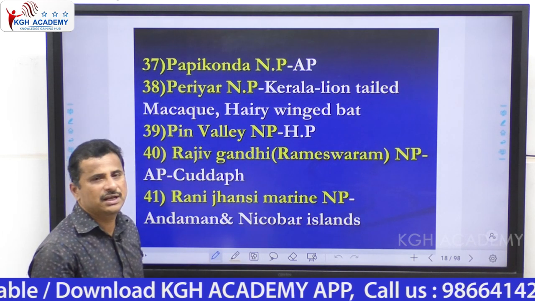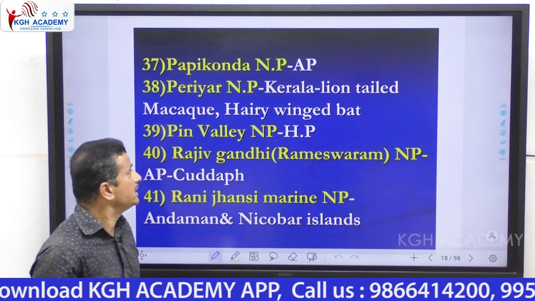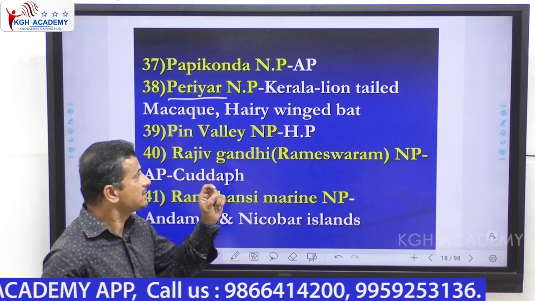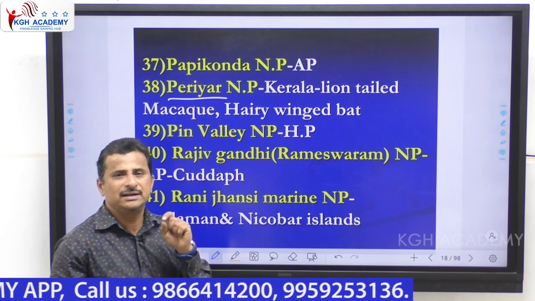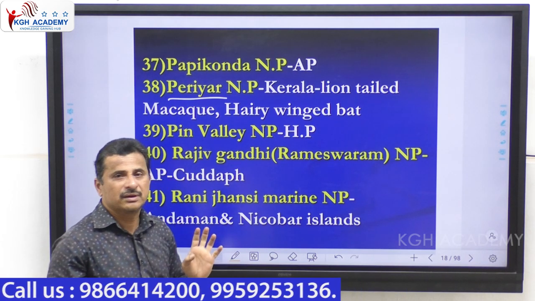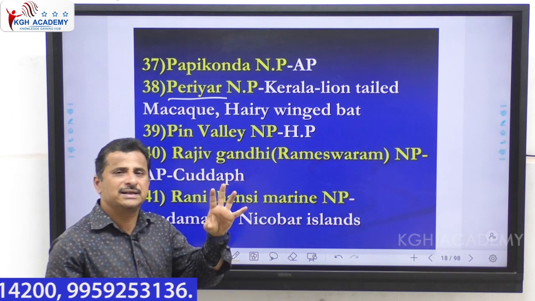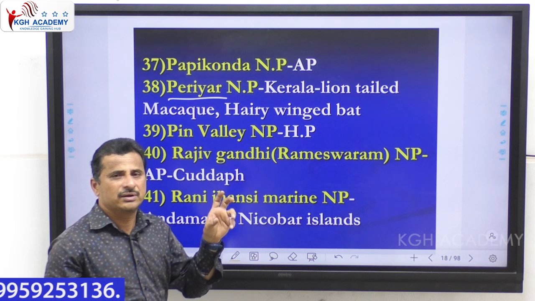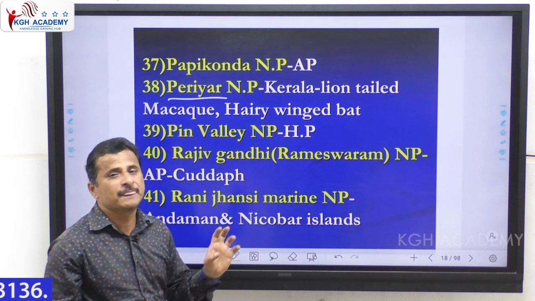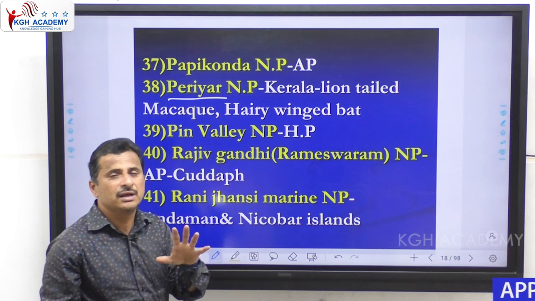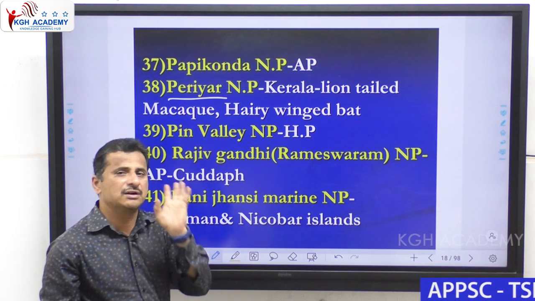And next, Papikonda National Park, Andhra Pradesh, and Periyar National Park, Kerala. And this is famous for the lion-tailed macaque. Lion-tailed macaque is a monkey. Okay, this is very, very famous and only present in the Nilgiri Hills area, and that too the Western Ghats area. So this way you can expect questions like which of the following monkeys is only present in the Western Ghats.